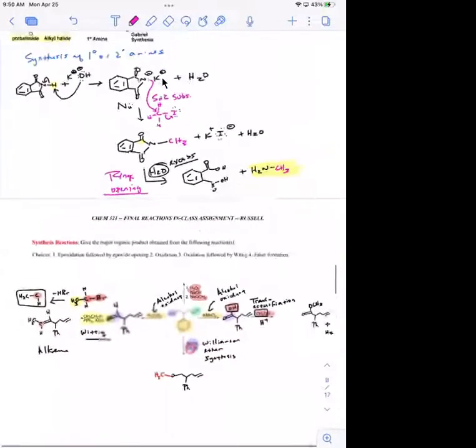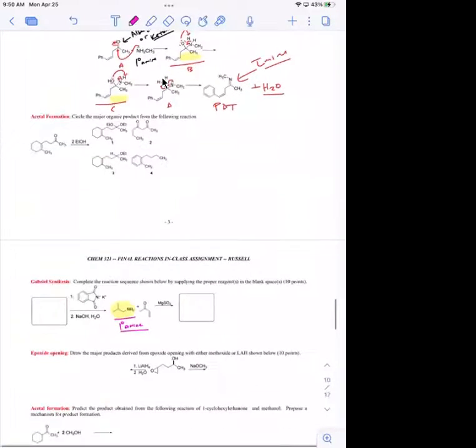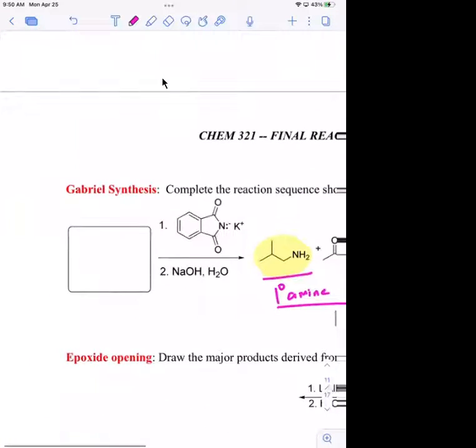So we go back to here, right? What alkyl halide would you start with? Having the amine in hand already and knowing what the process is to get there. What alkyl halide would you start with? Anybody?